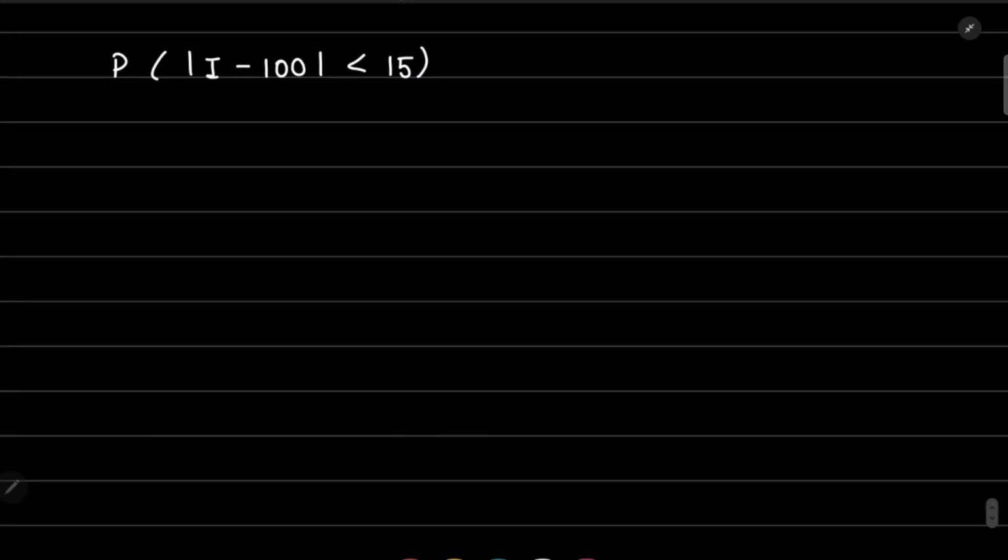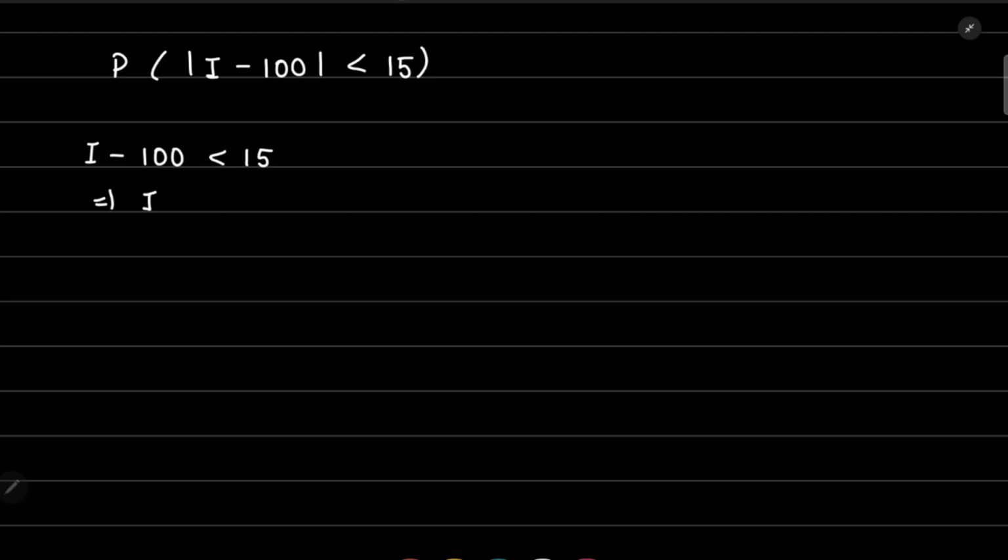So we might be given an inequality like this: |I − 100| < 15. For any modulus inequality, we have to solve it by placing a plus in front of the expression and a minus in front of it. By putting the plus over here, I get I − 100 < 15.